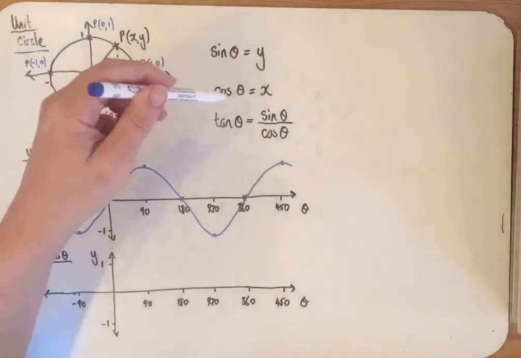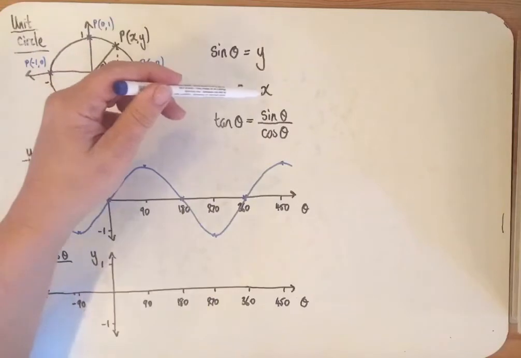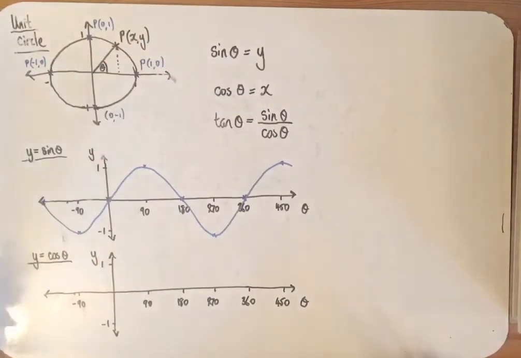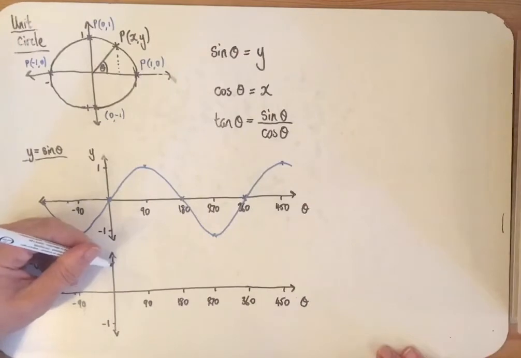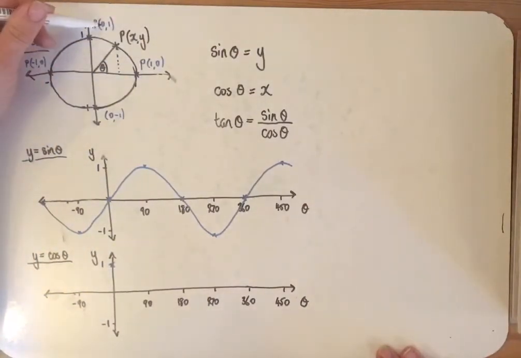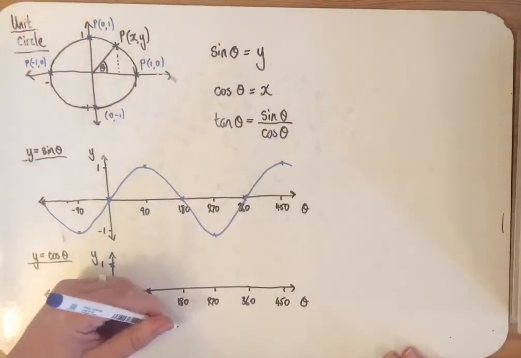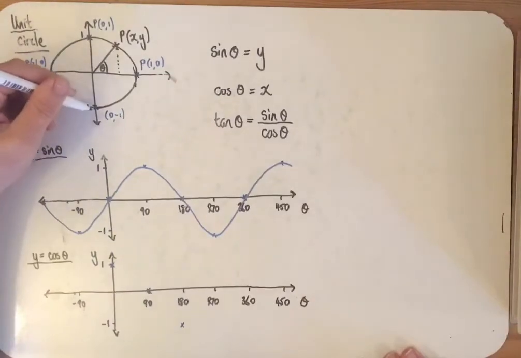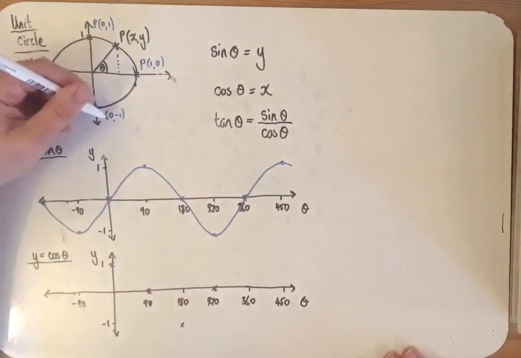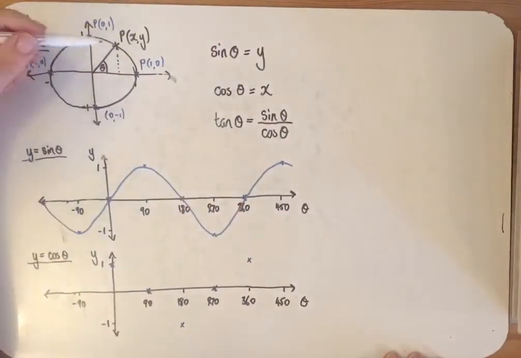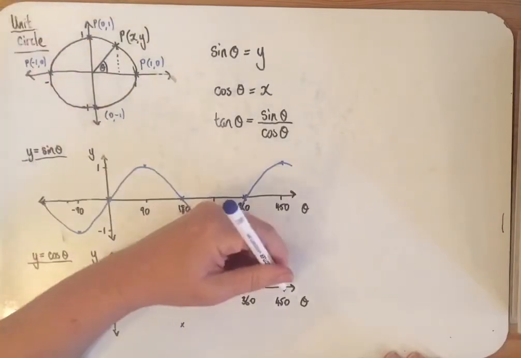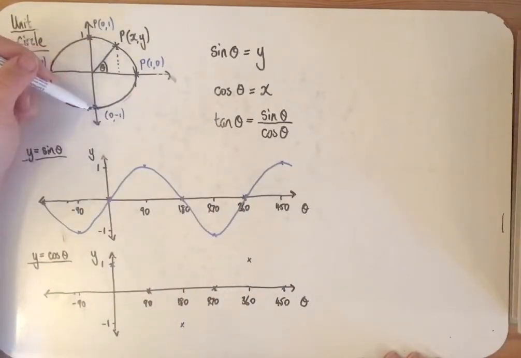Similarly, the value of cos theta is equal to the x coordinate. So to sketch y equals cos theta, we're looking at the value of the x coordinate. So when theta is 0, the x coordinate has a value of 1. When theta is 90, the x coordinate has a value of 0. Then minus 1 at 180, 0 at 270, and then the x coordinate is 1 at 360, 450, the x coordinate is 0, and then I can go back round the other way.